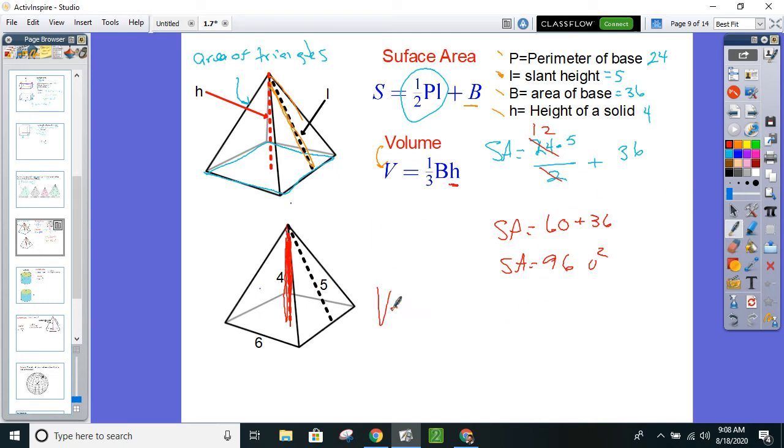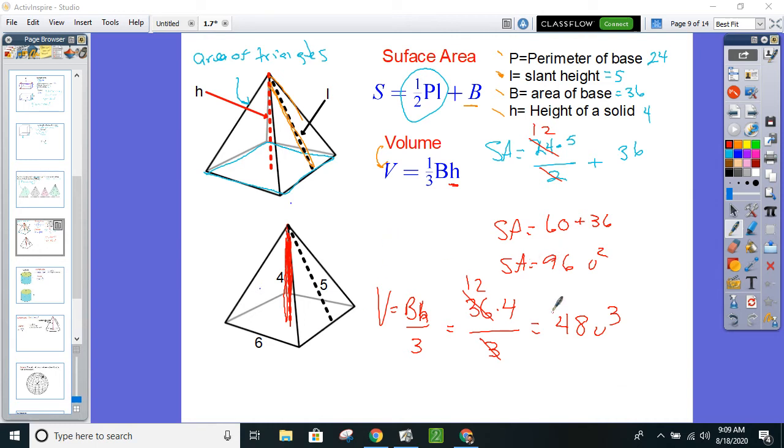So volume is equal to, and we can also write it as base times height over 3. Base times height over 3. So that's equal to the area of the base, which is 36, times the height of the solid, which is 4, all over 3. And 3 goes into 36 twelve times. 12 times 4 is 48 units cubed. Much more simple.